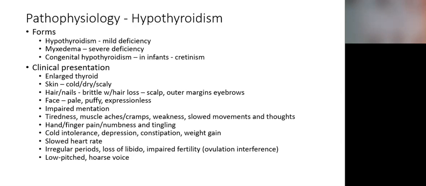Let's look at hypothyroidism first. The types differ in severity. Mild deficiency is termed hypothyroidism. Severe deficiency is myxedema, and deficiency at birth is congenital hypothyroidism. If it's severe, we see cretinism.